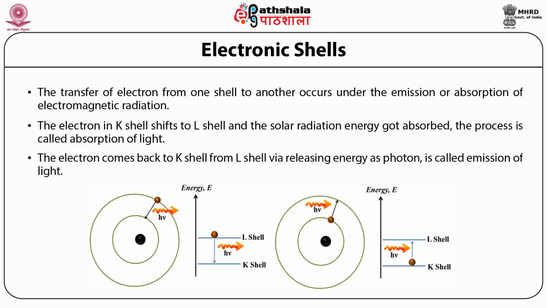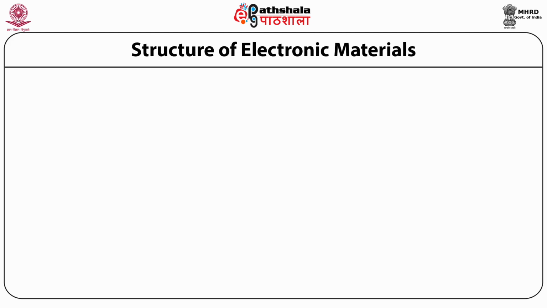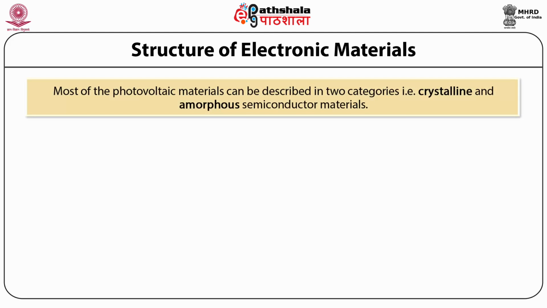Conversely, when the electron comes back to the K shell from the L shell by releasing energy as a photon, this process is called the emission of light, which is shown on the left hand side of the figure. Structure of electronic materials. Furthermore, students, most of the photovoltaic materials can be described in two categories, that is crystalline and amorphous semiconductor materials.